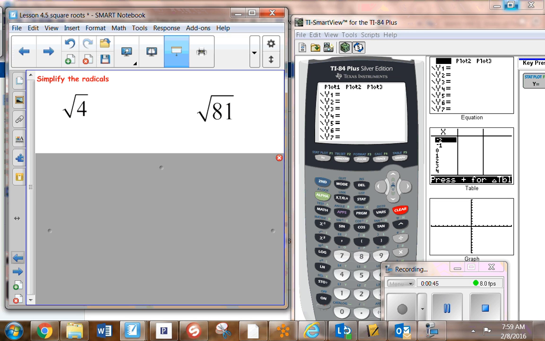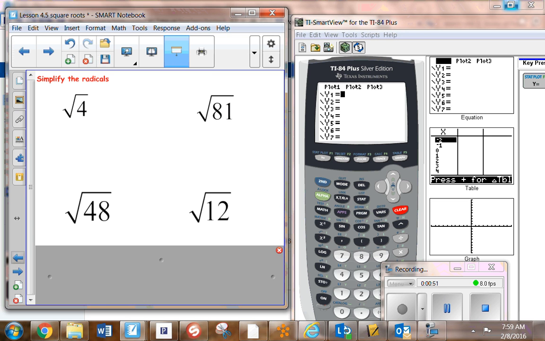So square roots are simply, you know what they are. What is the square root of 4? 2. Thank you. What's the square root of 81? 9. All right. Now, what did we do?